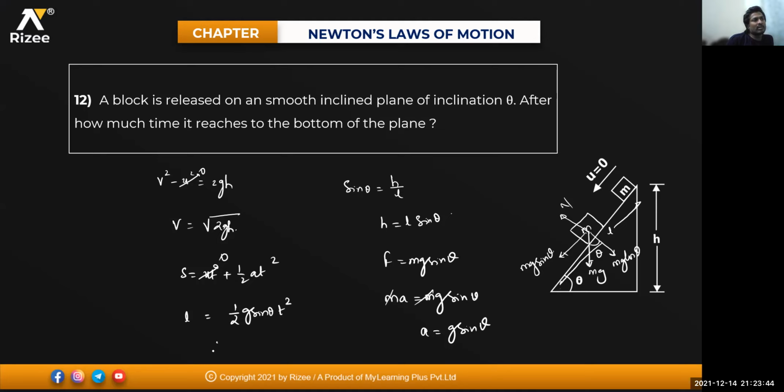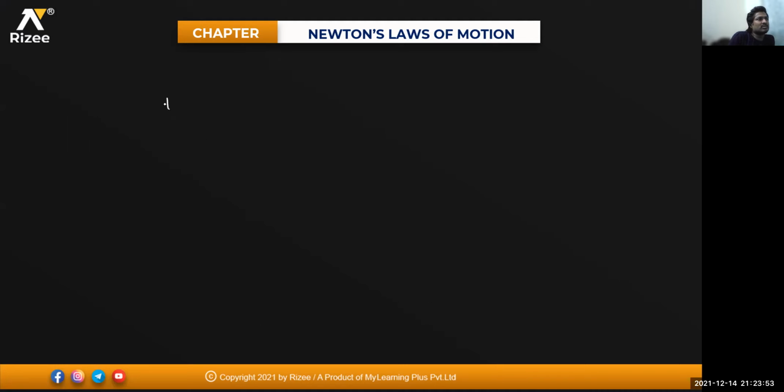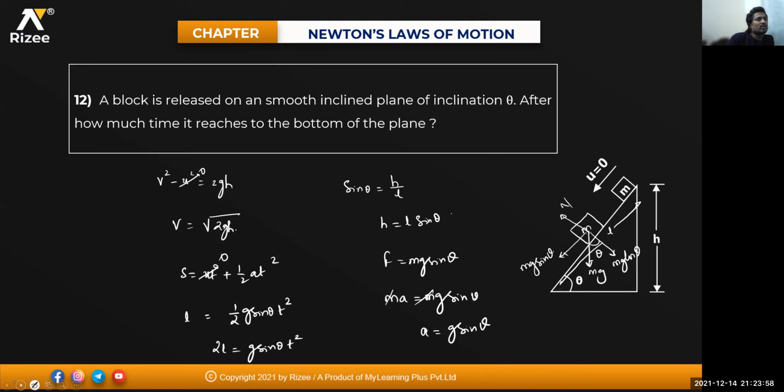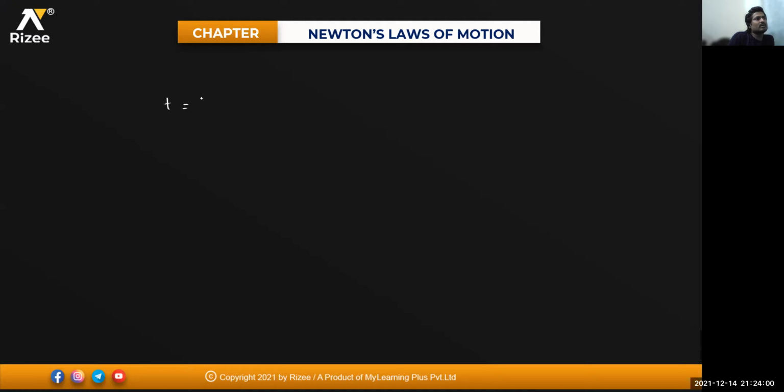So L is equal to half into g sin theta into t squared, so 2L is equal to g into sin theta into t squared. That means t squared is equal to 2L by g sin theta. So t will be equal to under root of 2 into L divided by g into sin theta.